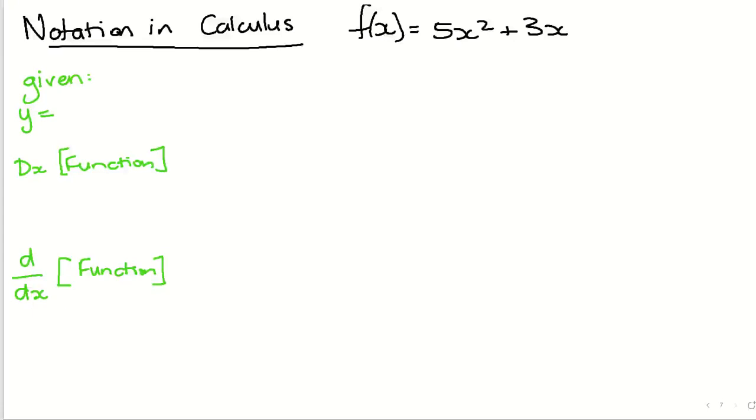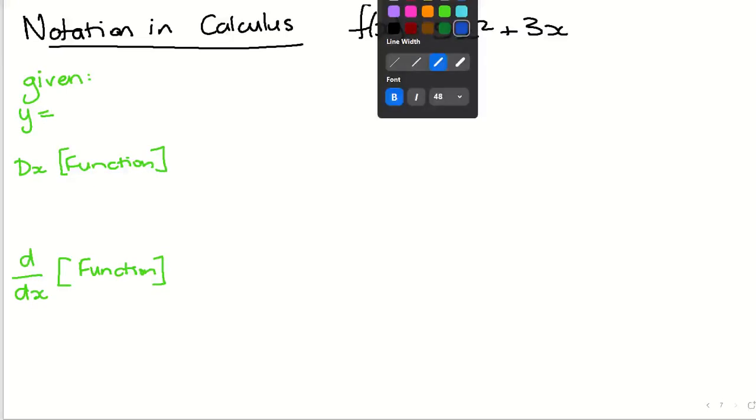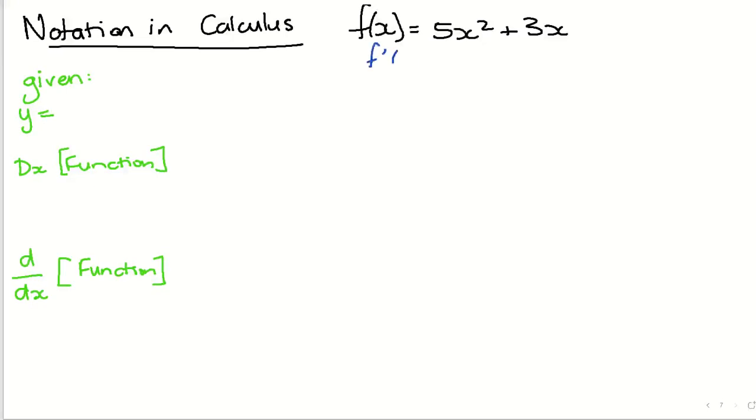In today's lesson, we're going to look at the different notations that we have in calculus to be able to find our derivative. Now, we've been dealing with something that we know quite well. We know that f dash x, which is the derivative of the function of x with respect to x, is equal to 10x plus 3. So that's easy enough, okay?